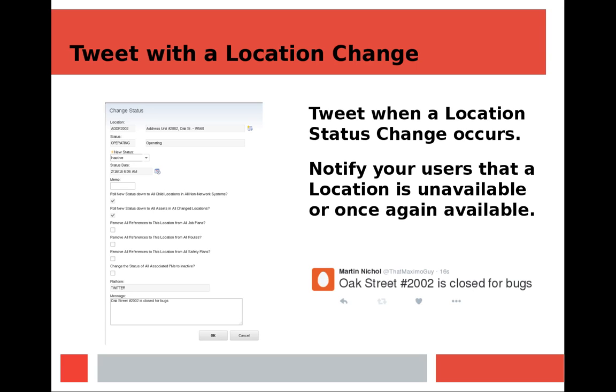The location application has a similar customization to the asset application and is meant to be used in the same way. There's a text box on the Change Status dialog box in which to enter a status update, and that gets sent to Twitter when the status gets changed.